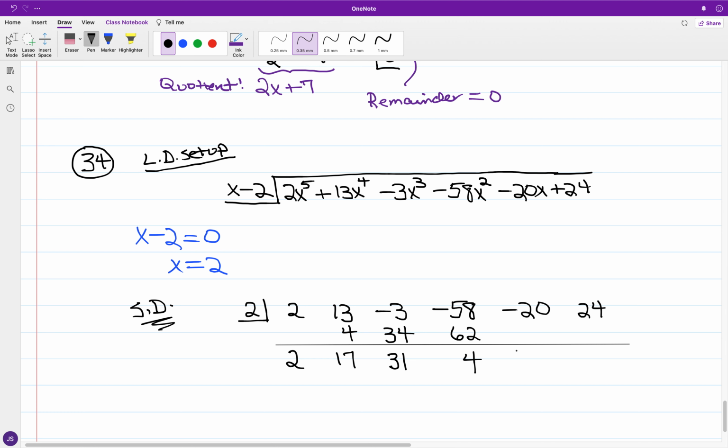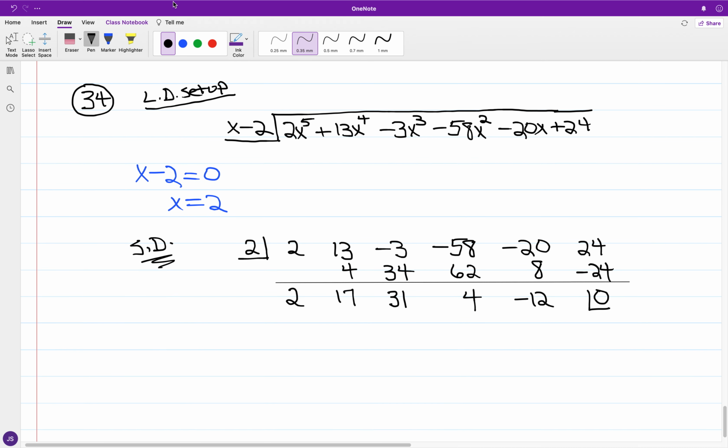And now we have 2 times 4 is 8. And we have negative 20 plus 8. So this will be negative 12. And 2 times negative 12 is going to be negative 24. And guess what? 24 minus 24 is going to be 0. And believe it or not, x minus 2 will go completely into this fifth order polynomial because the remainder is equal to 0.